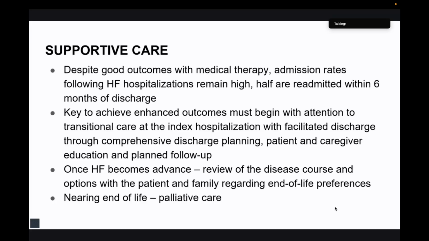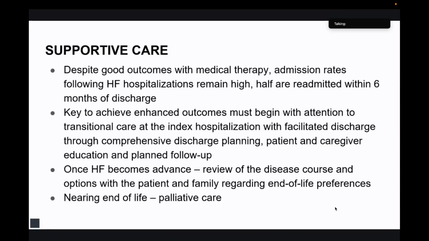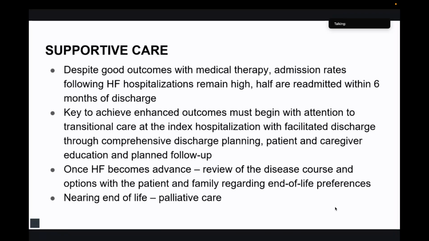Once heart failure becomes more advanced, a review should be done of the disease course, and the options with the patient and family regarding end-of-life preferences should be discussed. If the patient is at the end stage of their heart failure, such as stage D, if they are not amenable to other therapies such as CRT, heart transplant, or LVAD, then you provide palliative care.